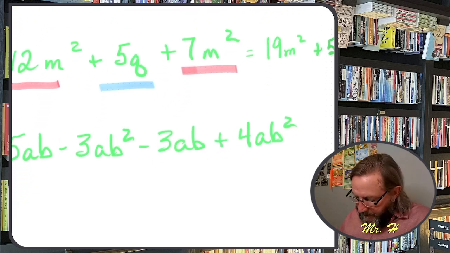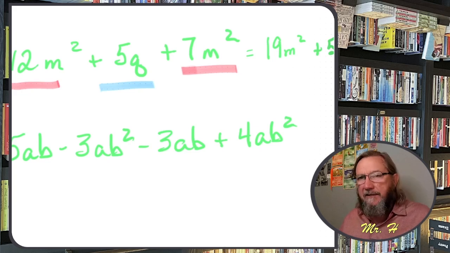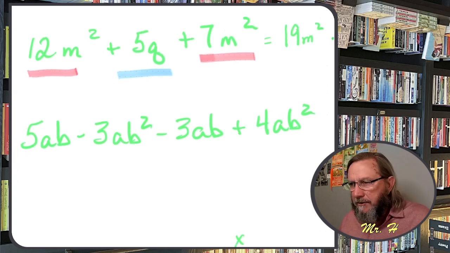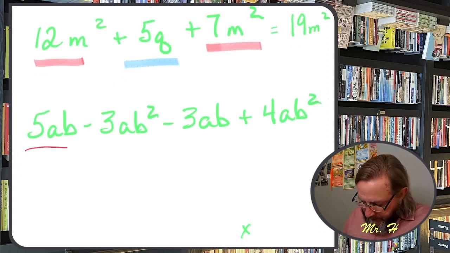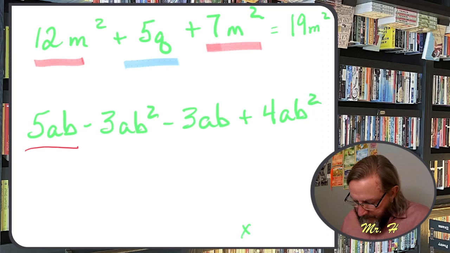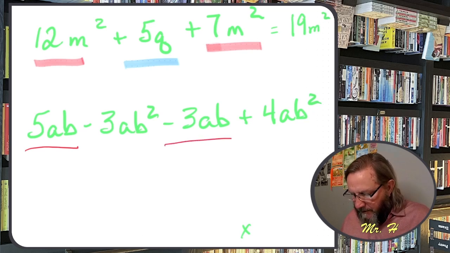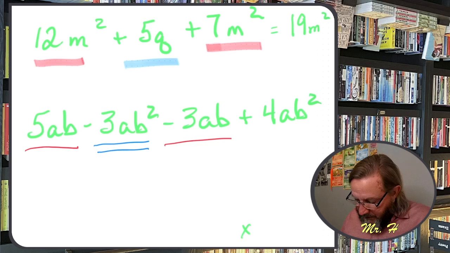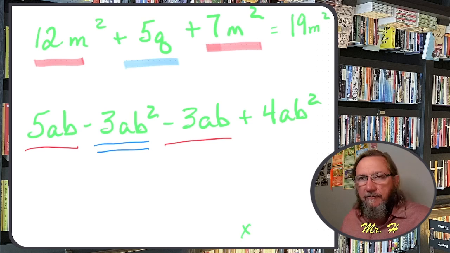Final problem down here. Take a good hard look at this one. What are my like terms? I've got all these a's and b's everywhere. Are they all like terms? Actually, they are not. We've got an ab right there minus a 3ab right there. Those two are like terms. This one is an ab squared. It's different from just an ab.